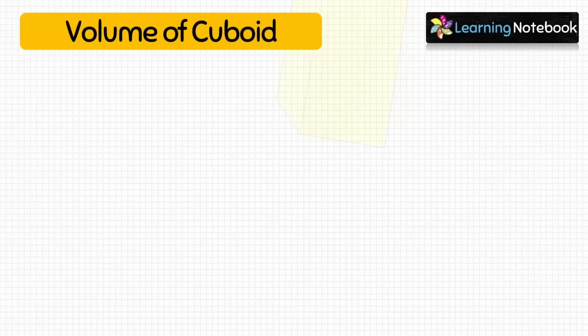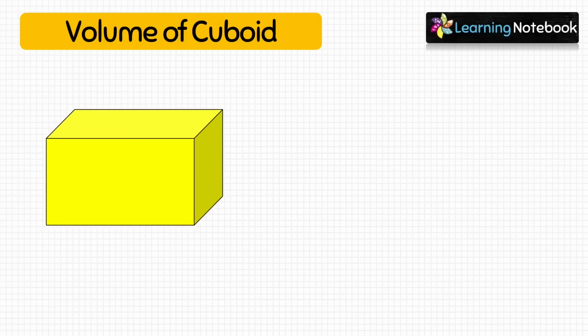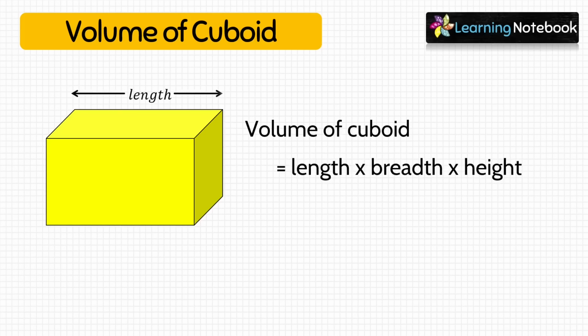Students, as we know, cuboid is a solid shape with length, breadth and height. So to find volume of a cuboid, we will do length multiplied by breadth multiplied by height.